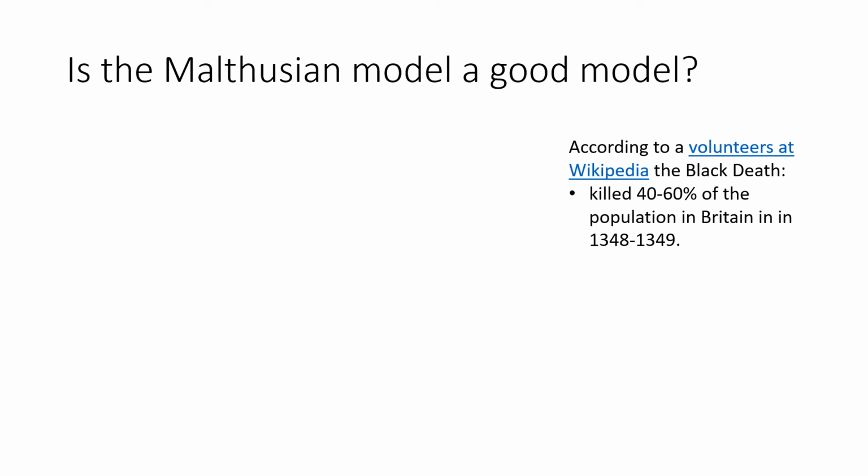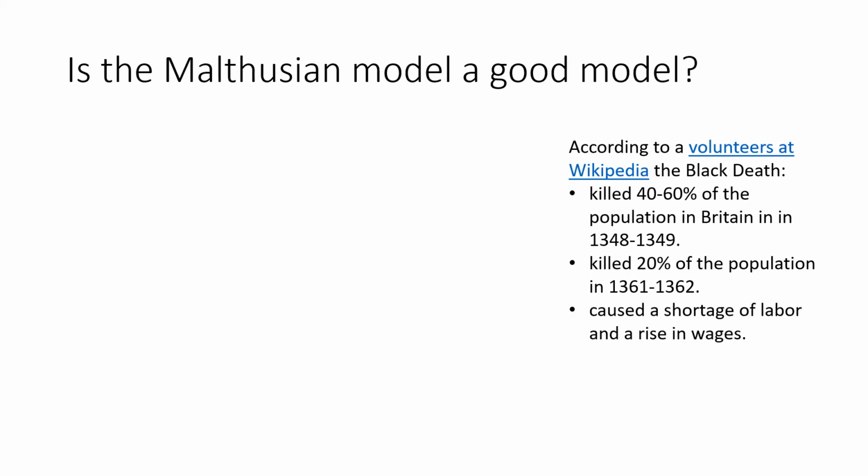Now it's important to ask the question, is the Malthusian model a good model? According to our volunteers at Wikipedia, we saw that the Black Death caused by the bubonic plague killed about 40 to 60% of the population in Britain in a short 1-year period. And it killed 20% of the population in a subsequent period.